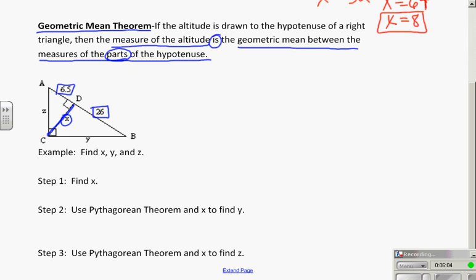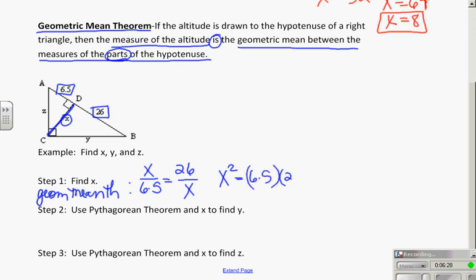Now you could pull this all apart and use similar triangles, but this is kind of a shortcut. So in finding x, we are going to use the geometric mean theorem, which says that x over 6.5 is the same as 26 over x. When you cross multiply, you get x squared is equal to 6.5 times 26. X squared is 169. X is 13.